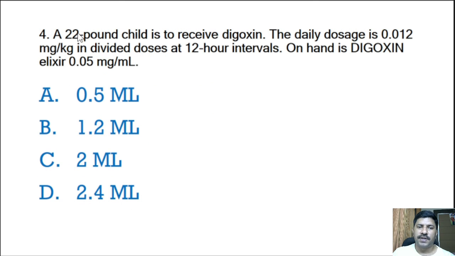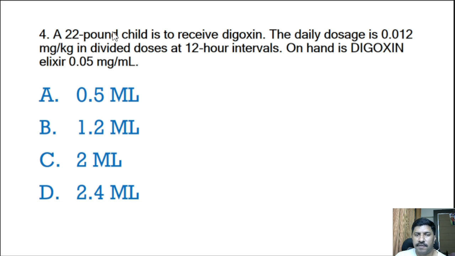Next question. A 22 pound child is to receive digoxin. The daily dosage is 0.012 milligram per kilogram in divided dose at 12-hour interval. 12-hour interval means BD dose. On hand is digoxin elixir 0.05 milligram per milliliter syrup. Options: 0.05 ml, 1.2 ml, 2 ml, 2.4 ml.